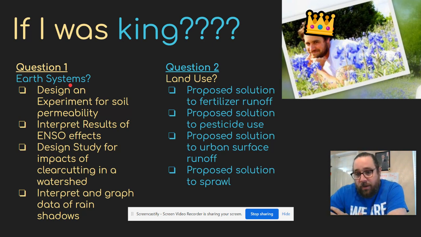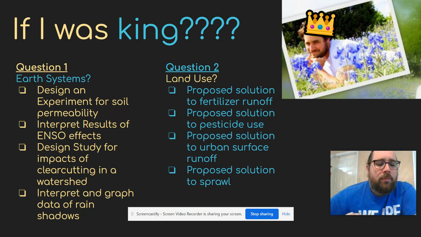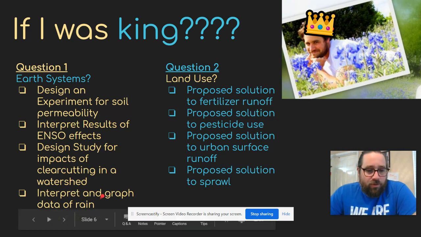We designed an experiment on Earth systems for this very reason. So maybe it'll be design an experiment for soil permeability, exactly like the one we did. That'd be dope. Interpret the results of an ENSO investigation, El Nino Southern Oscillation. Design a study for impacts of clear cutting in a watershed. So maybe you're like, what water quality test would you do? Nitrates, phosphates. Remember all those guys? And then maybe it would be like interpret a graph or an experiment for rain shadows.